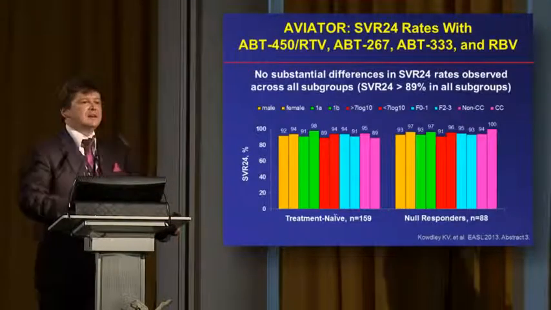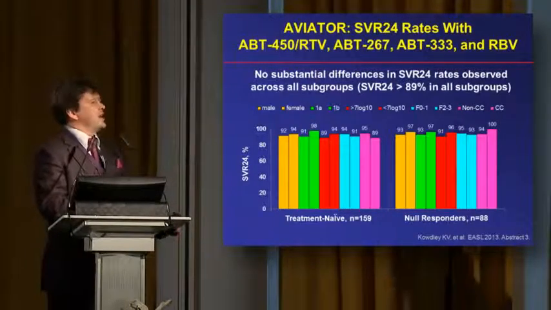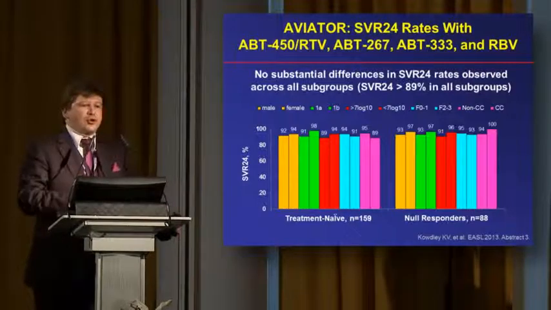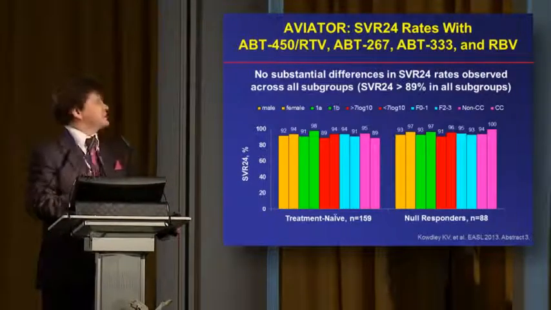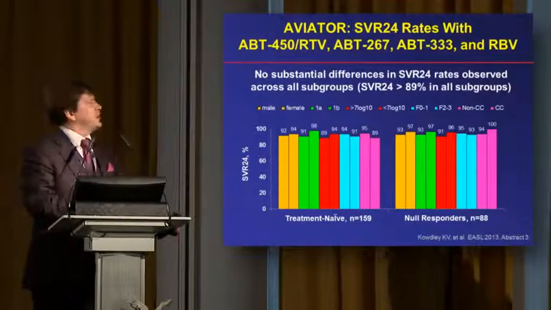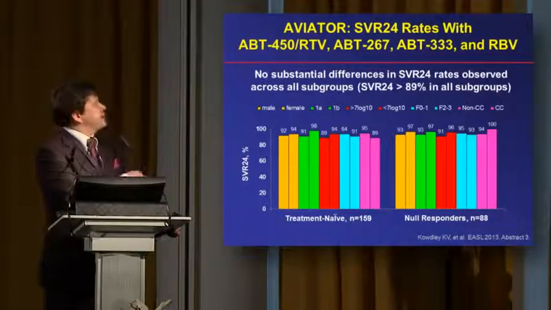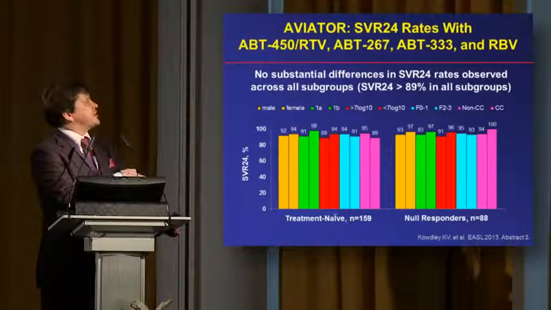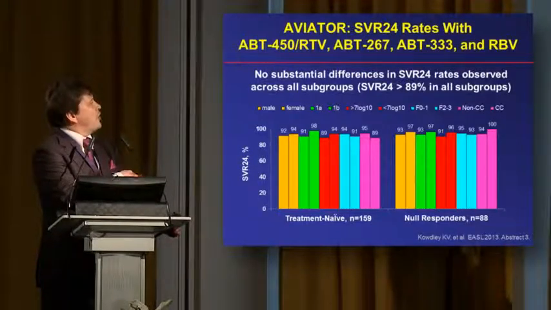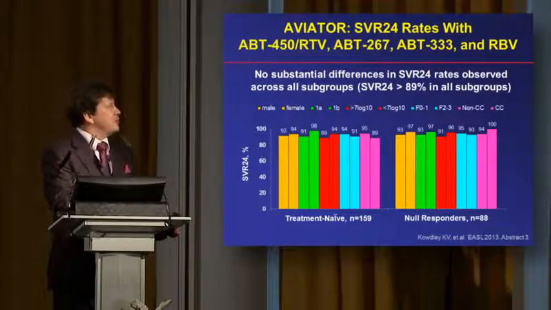And finally, results from the AVIATOR study, SVR24 rates with four drugs. This is an interferon-free regimen: a protease inhibitor, a non-nucleoside polymerase inhibitor, an NS5A inhibitor, and RBV. You see no substantial differences in SVR24 rates across all subgroups concerning sex, genotype of the virus, 1A or 1B, viral load, fibrosis state, and interleukin 28B polymorphism.